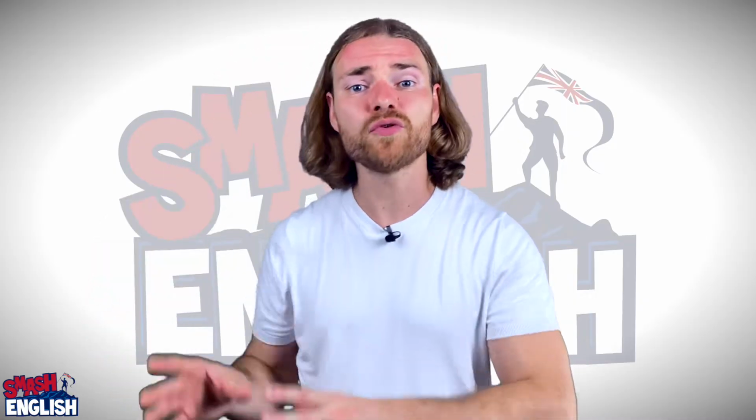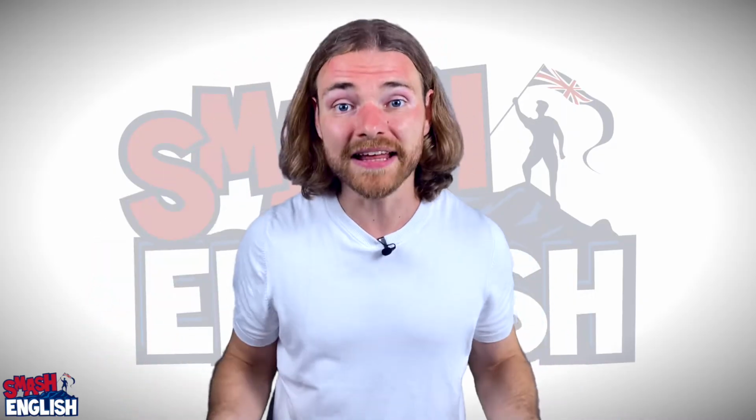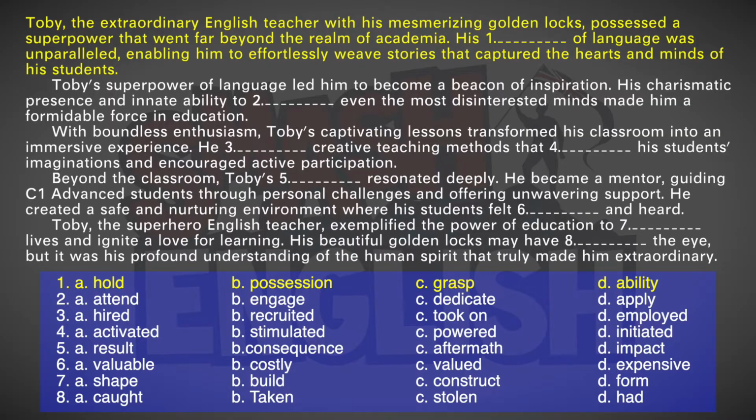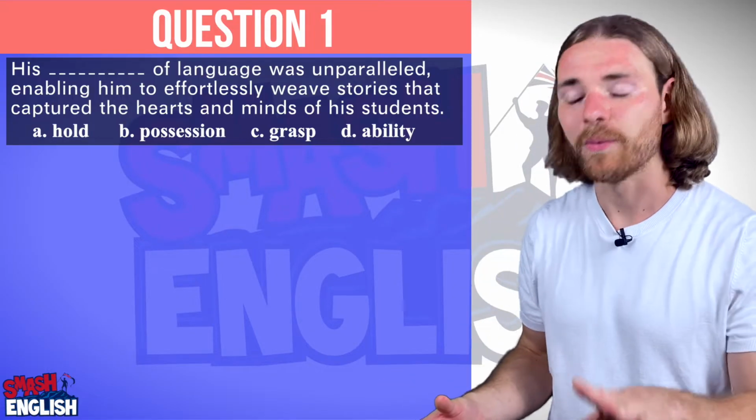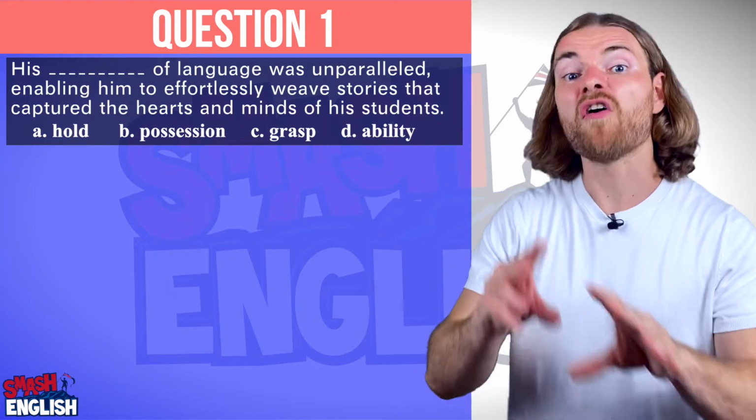Okay, let's go through this text together, slowly, one by one. Toby, the extraordinary English teacher with his mesmerizing golden locks, possessed a superpower that went far beyond the realm of academia. His of language was unparalleled, enabling him to effortlessly weave stories that captured the hearts and minds of his students. So his something of language.